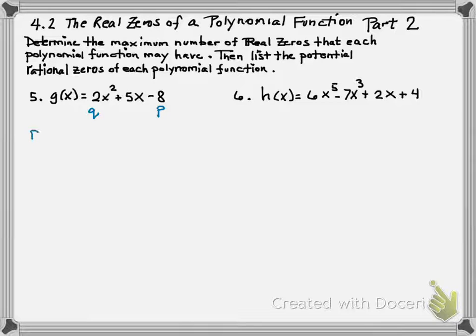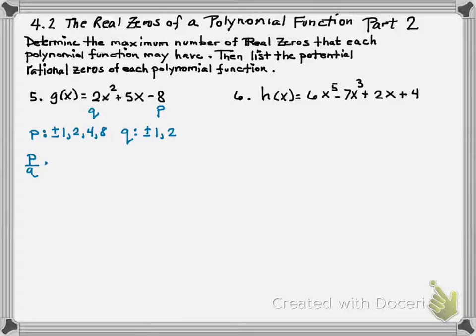So your p's, that's going to be your factors of 8. So that will be plus or minus 1, 2, 4, and 8. And then your factors of q, that will be plus or minus 1 and 2, right? The factors of 2. Alright, so your p over q's, those are your possible zeros.